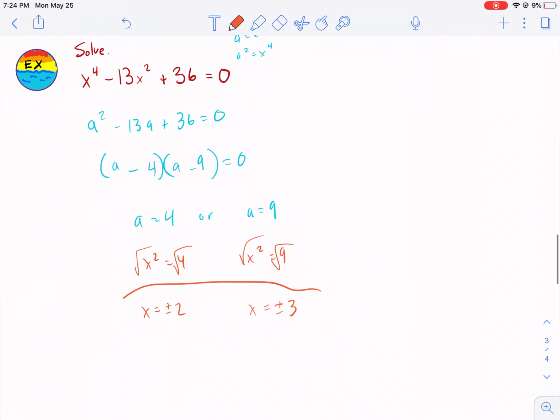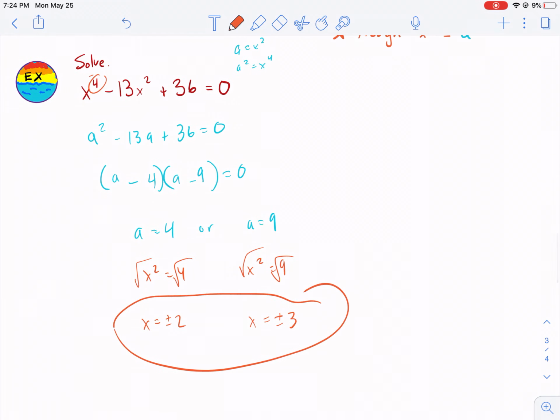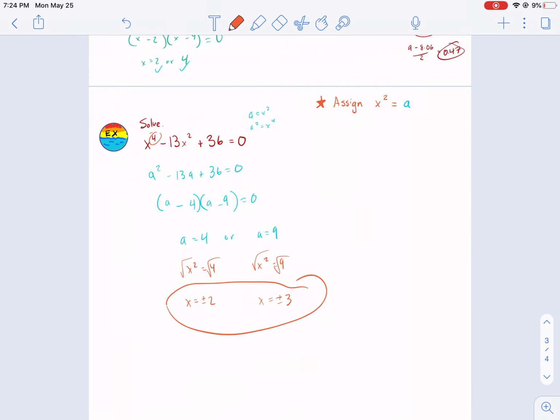All 4 of these are our answers. Anytime you have something to the 4th power, you're going to have 4 answers. So we have negative 2, positive 2, negative 3, positive 3.